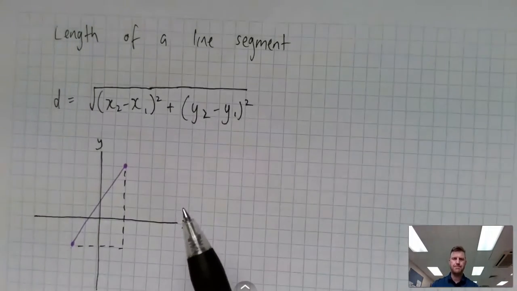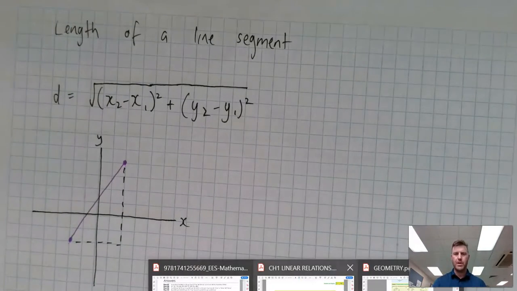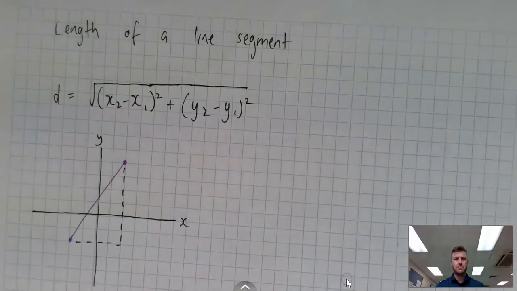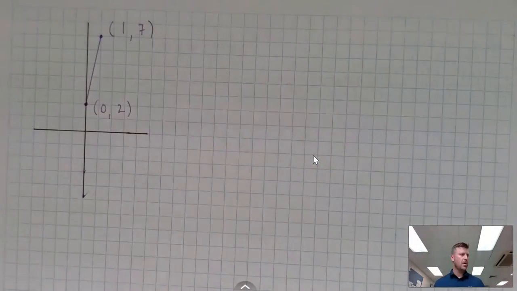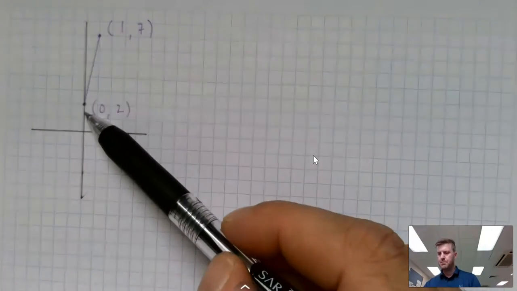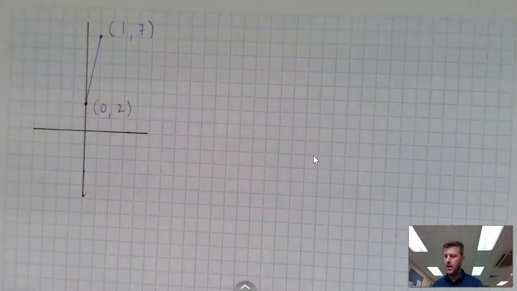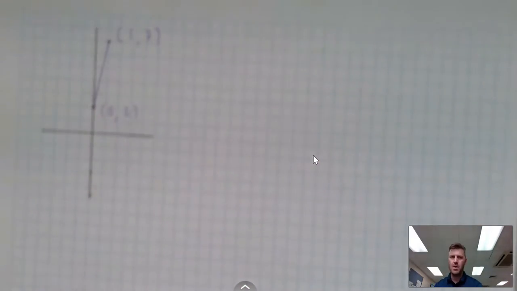Okay, so I'm going to go through a few examples. The examples I'm using are straight from the textbook here. So I'll be going through example 21A and 21B on page 43 of your textbook. To do that, I'm going to just start on a fresh piece of paper. I've already drawn a Cartesian plane and a line segment from this point, coordinate 0,2, to this point 1,7, and I'm going to show you how to actually calculate that distance using that formula we saw on the previous page.